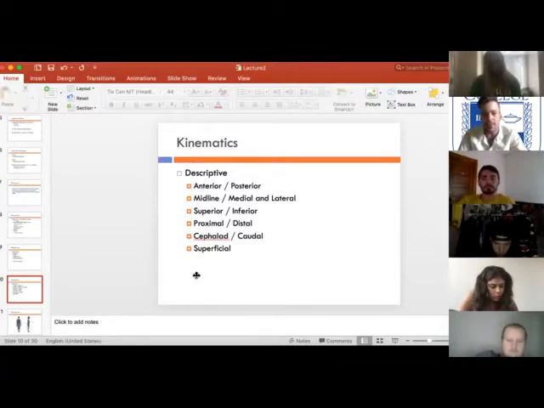Cephalad and caudal. I remember caudal because cauda equina is the thing at the bottom of your spine that opens up, and cauda equina means the horse's tail. So I remember caudal is like tail. It's at the bottom of the body, and cephalad is closer to the head. And superficial is more towards the outside of the skin, and deep or invasive is closer to the inside of the skin. So these are all, again, just descriptive terms that we're going to have to use in order to talk about locations of origin, insertion, action, and also talk about the actions that the muscles are creating.